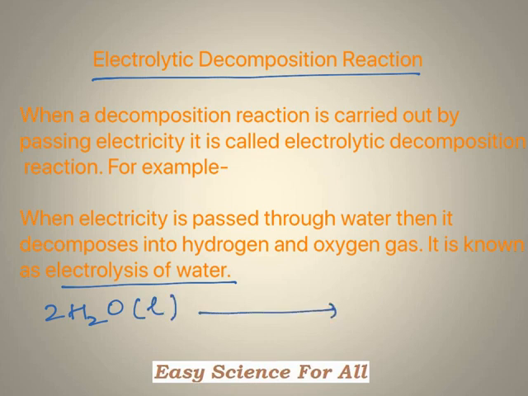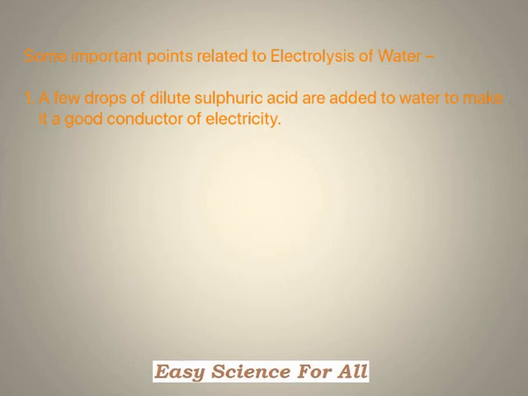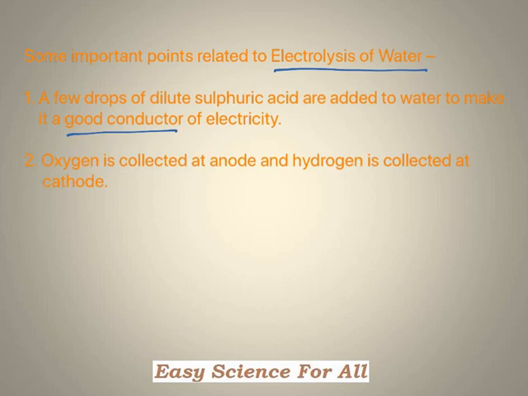For example, let us take this reaction. We take water in liquid form, and when electric current or electricity is passed through this water, then it decomposes to give hydrogen gas plus oxygen gas. There are some points related to electrolysis of water that always need to be kept in mind. First is, while performing electrolysis of water, a few drops of dilute sulfuric acid are added to water to make it a good conductor of electricity.